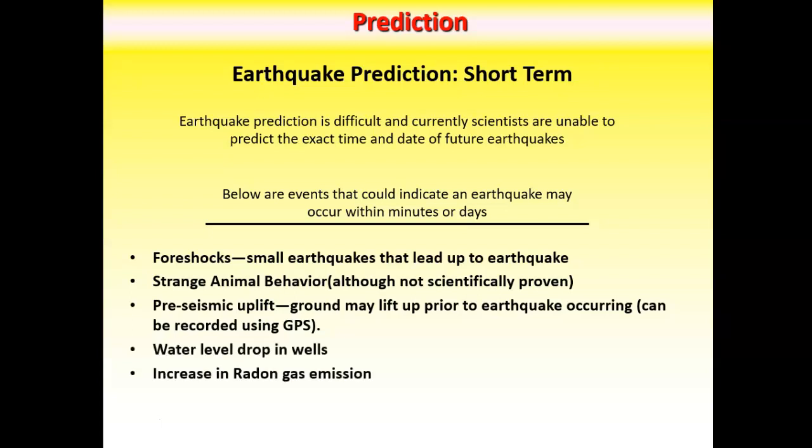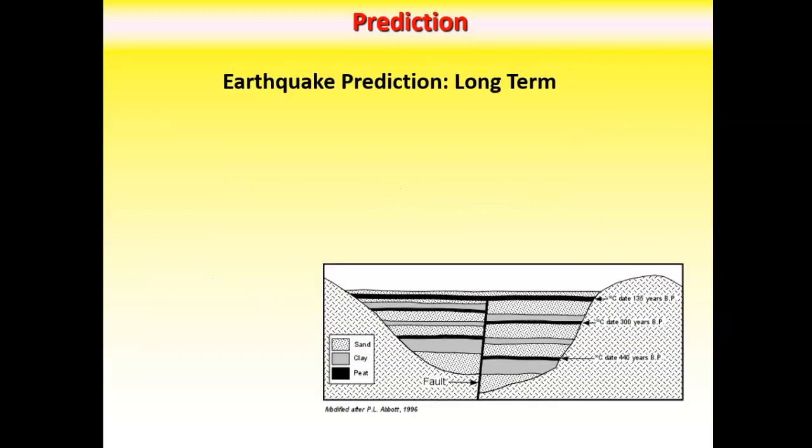Wells, water drops in wells, because as the earth kind of cracks a little bit prior to rupturing everywhere, we get more porosity and water can move through. Same thing with radon gas increases. The cracking can cause radon gas to be released.